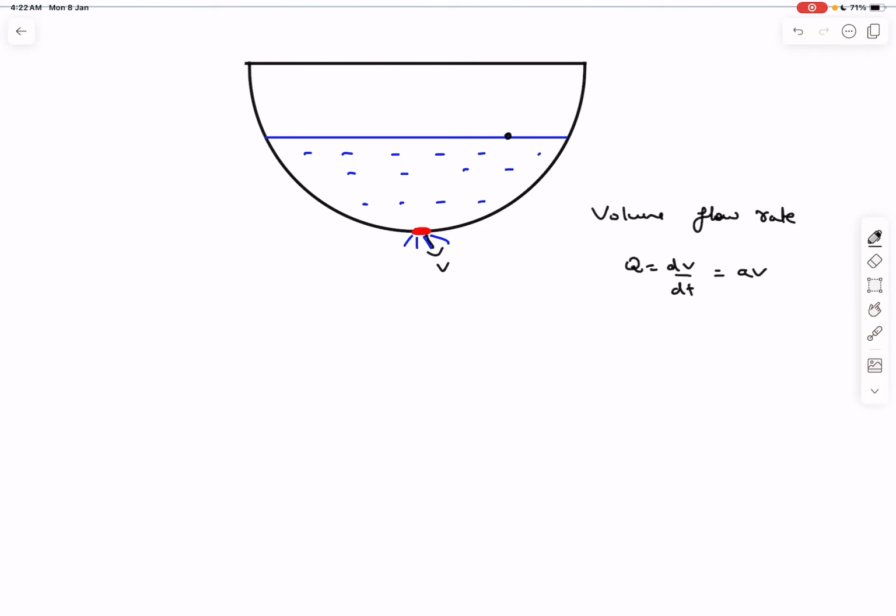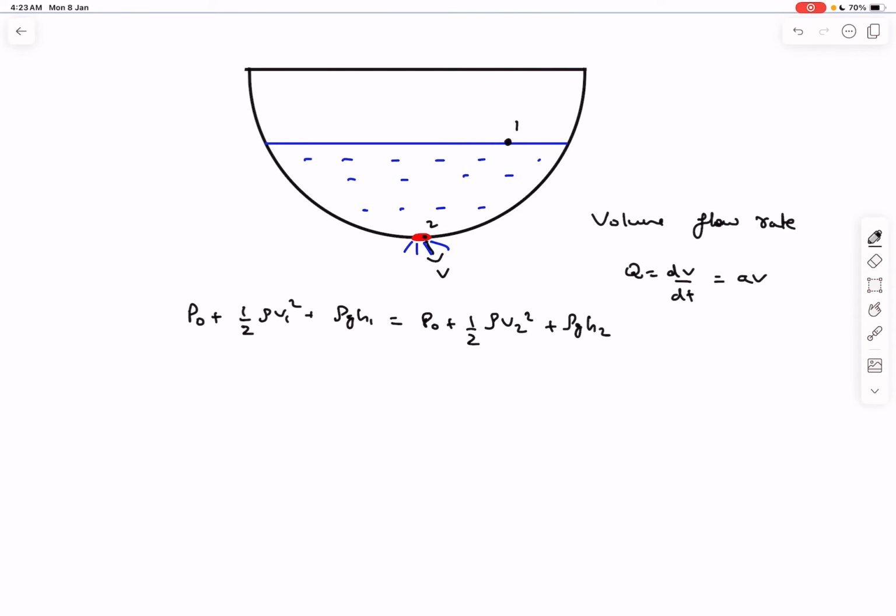So let's consider any point 1 on the free surface and a point 2 on the orifice. If we consider any streamline between points 1 and 2, we can apply Bernoulli's theorem between points 1 and 2. The pressures at 1 and 2 are the same because both are exposed to the atmosphere. Now using the equation of continuity, A1 V1 equals A2 V2. But as A1 is massive in comparison to A2, we can almost assume V1 to be 0, because the rate at which the height of the water level falls is going to be very slow, so we can consider it negligible.